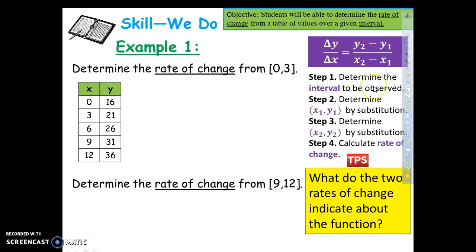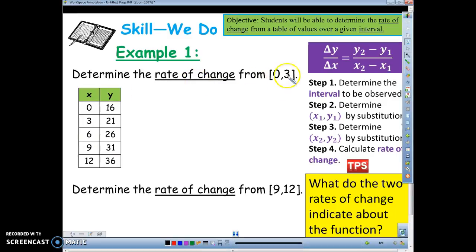All right, so let's go through some examples. For example 1, please fill this in. It's to the right of the steps. And what we want to do is determine the rate of change from 0, 3, and determine the rate of change from 9, 12. And we want to see, is this a linear function or an exponential function? So make sure you fill in these values in your table.